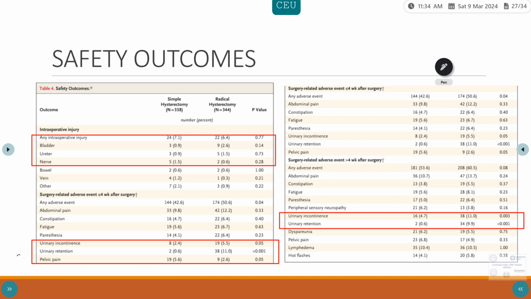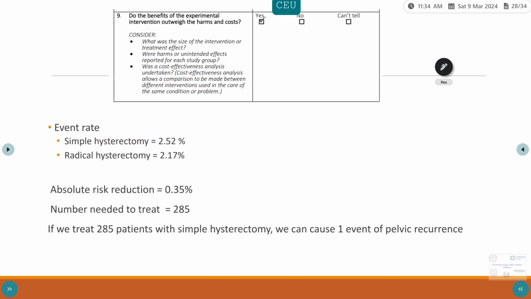So if we were to calculate the number needed to treat, in the simple hysterectomy arm, the event rate was 2.5. In the radical hysterectomy, it was 2.17, with an absolute risk reduction of 0.35. So the number needed to treat was 285. So how does this interpret? If we were to treat 285 patients with simple hysterectomy, we can expect an event of pelvic recurrence.